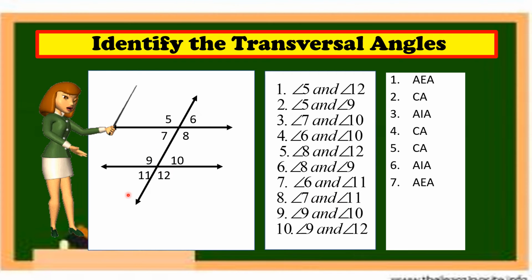So angle 7 and 11. What name is given to angle 7 and angle 11? Angle 7 and 11 are corresponding angles. We have angle 9 and 10. Angle 9 and angle 10 form a linear pair. And the last number, we have angle 9 and angle 12. Angle 9 and angle 12 are vertical.